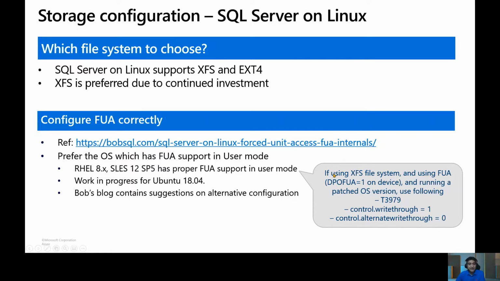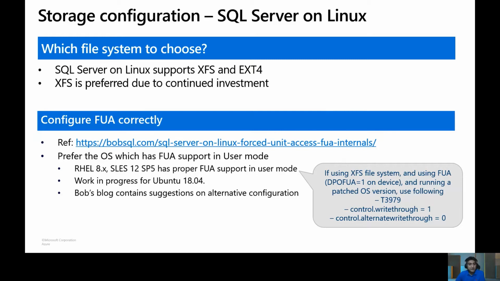And the way to configure this FUA correctly is if you are using XFS file system, and if the device or the managed disks support FUA, which in the case of Azure they do, and if you are running a system which is patched, which is RHEL 8.x, SLES 12 SP5, and Ubuntu 18.04 onwards soon enough, then you can use this TraceFlag 3979 and appropriate MS SQL configuration to get the appropriate throughput. If you are using any of the earlier versions, there is an alternative configuration you can use, which is a part of this PowerPoint. When you download this PowerPoint, you will see it in the notes section.